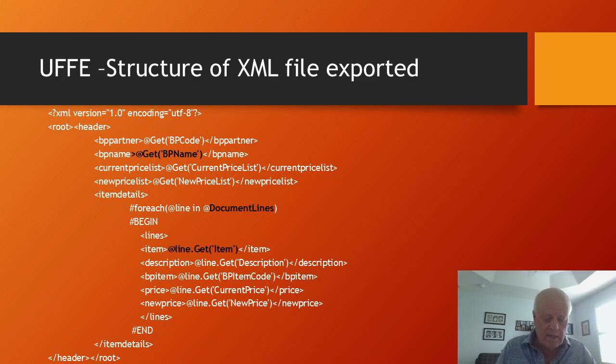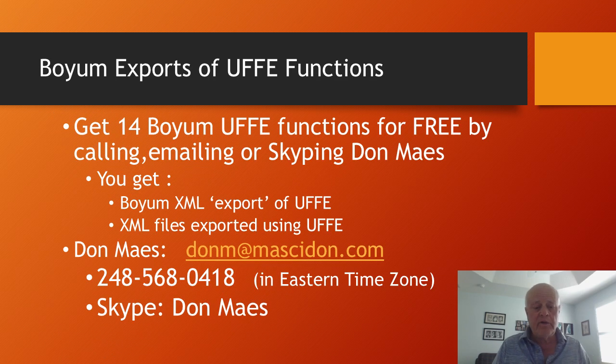When we look at the detail for each line item, that document lines is the name of the line source. You could have multiple line sources, for instance, when you are doing batch and serial documents. In this particular case, I've named it document lines, and to get information out of that SQL, I'm using the @line.getItem to get the line item information and obviously all the other fields as well. So that's essentially how you go in and create a UFFE.